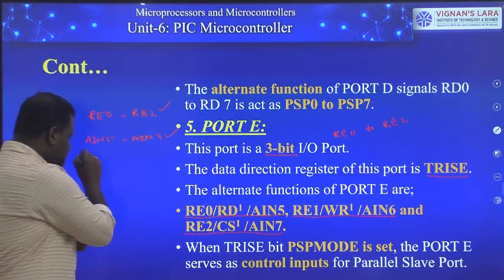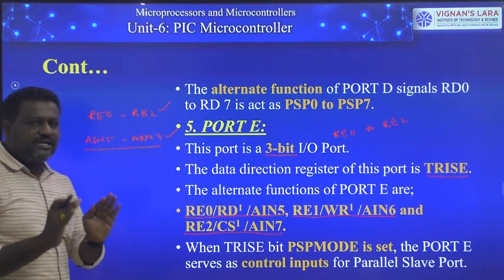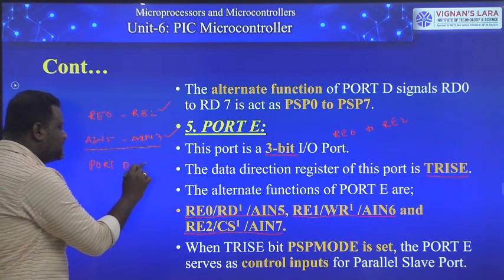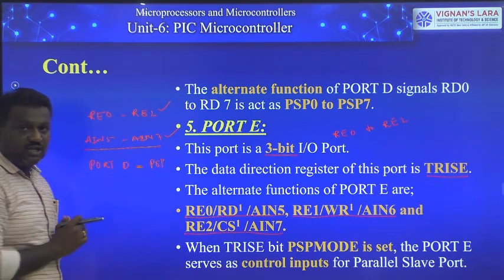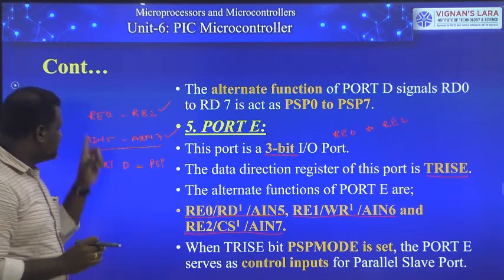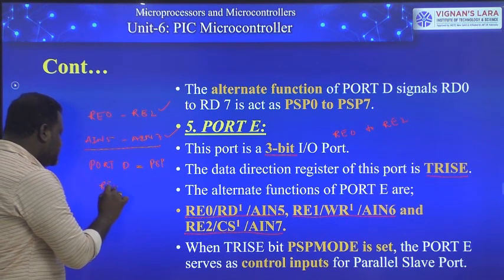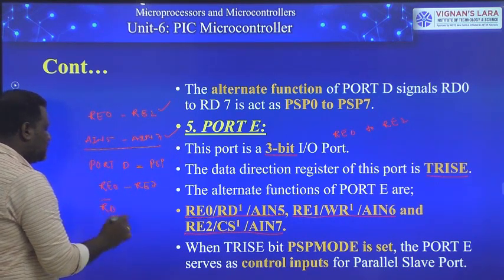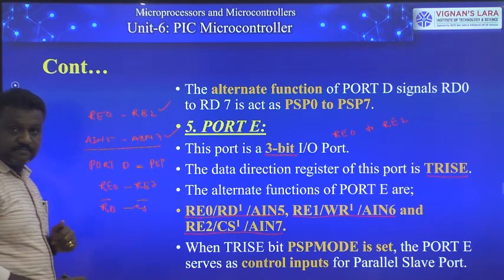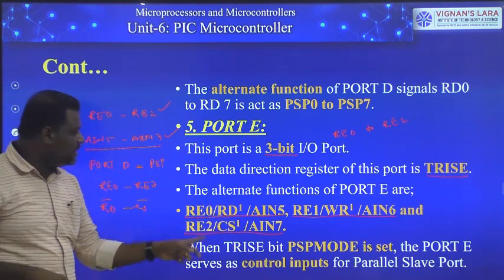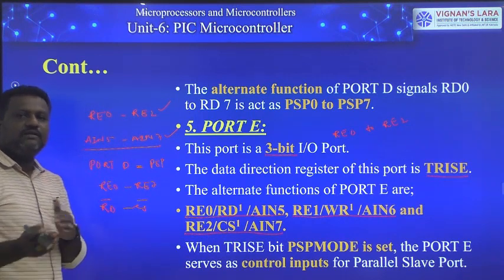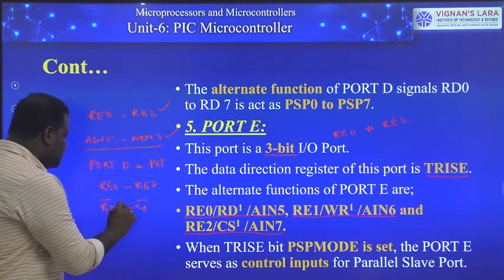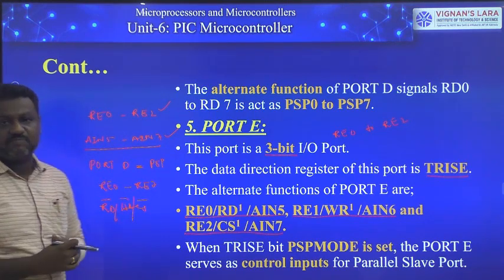This is one function. And the other is whenever port D acts as PSP, the parallel slave port. At that time the same signals RE0 to RE2 act as RD bar, WR bar and CS bar. Here I was using a prime, which indicates an active low signal. That prime can also be called bar. So RD bar, WR bar, as well as CS bar.